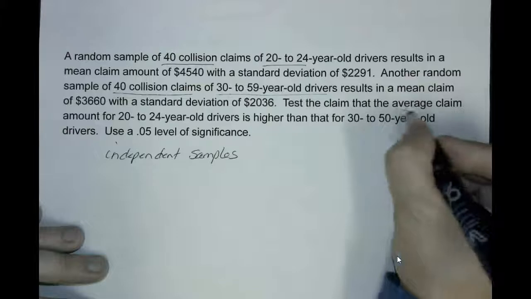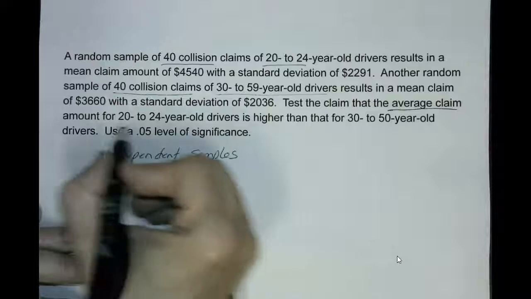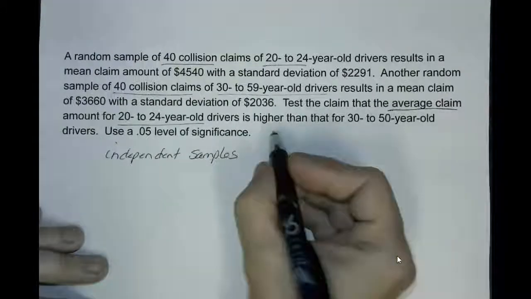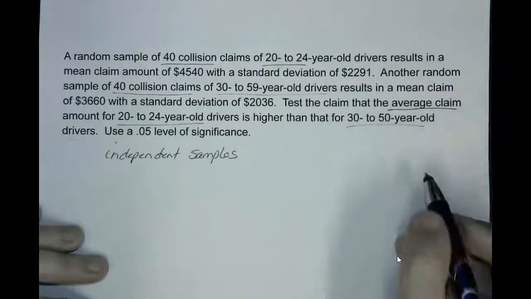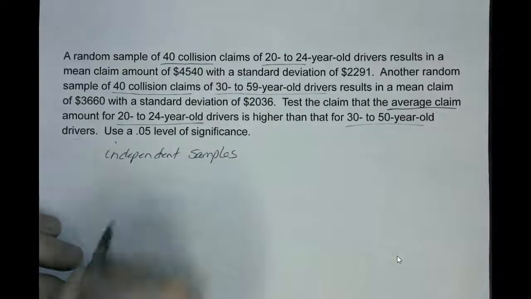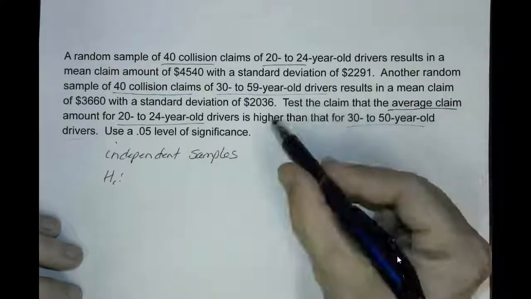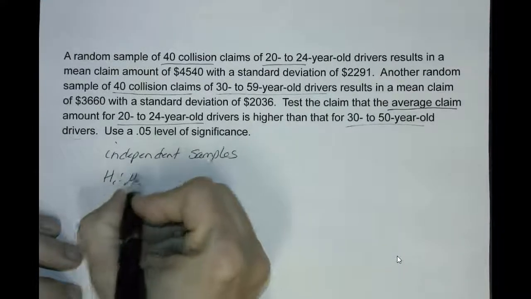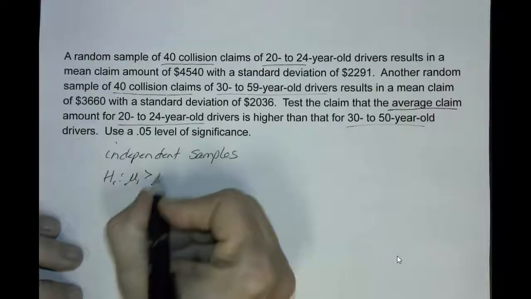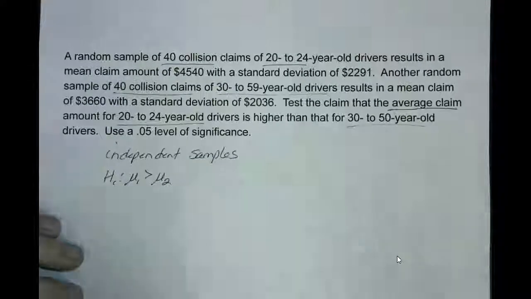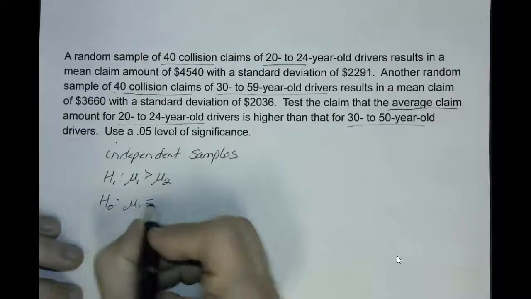Also on this one you can look at what the claim says. It says the average claim for 20 to 24-year-old drivers is higher than that for 30 to 50-year-old drivers. So one average is higher than another. That means you're talking about two different means. So for your alternative hypothesis, if you're taking the 20 to 24-year-olds as your first population, the mean for them would be mu1. You're testing whether that's higher than the mean for the 30 to 50-year-old drivers. So this would be your alternative hypothesis. Your null hypothesis would just be where these two are equal.